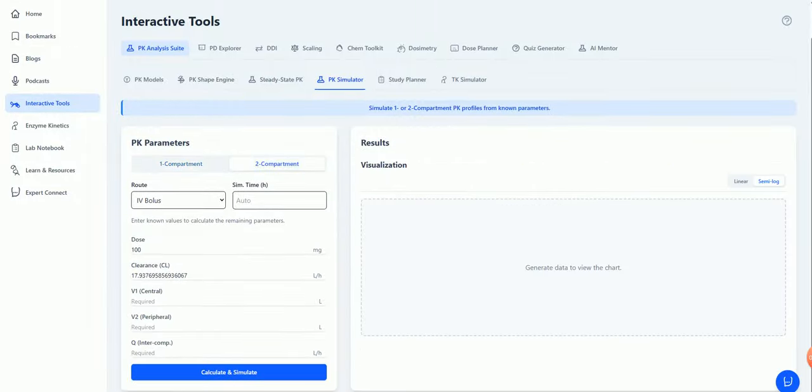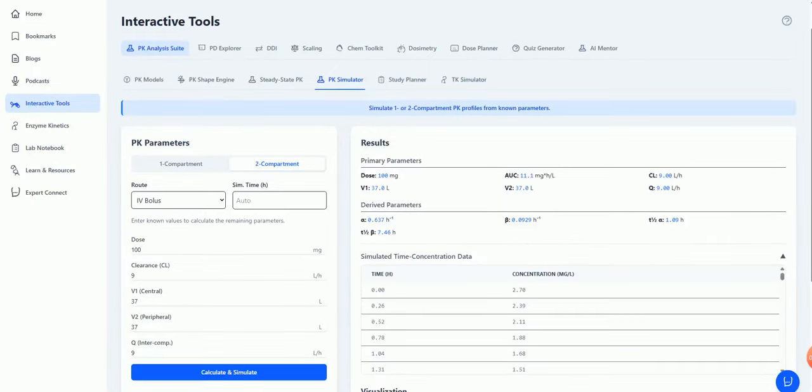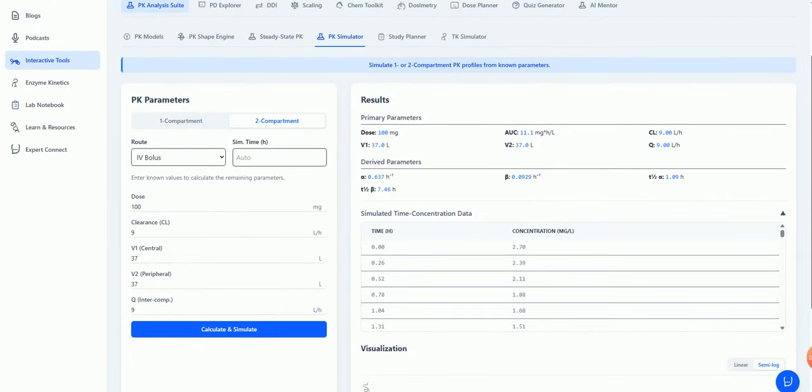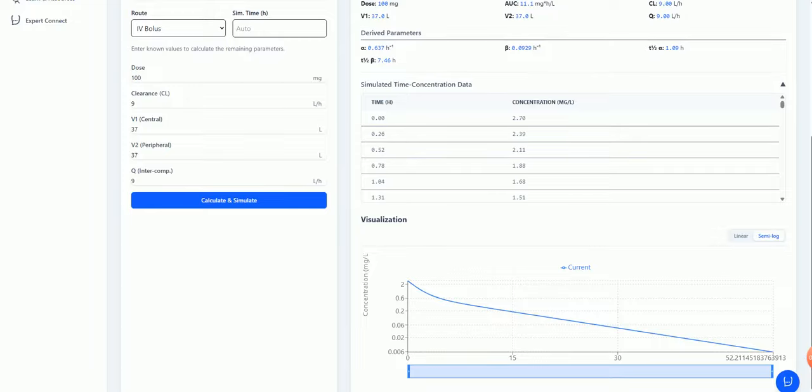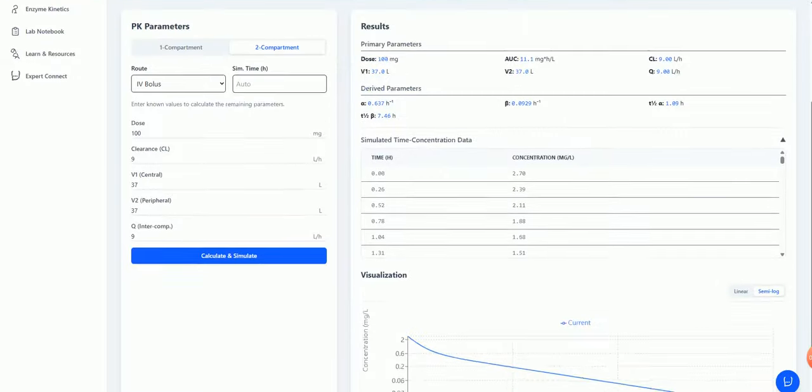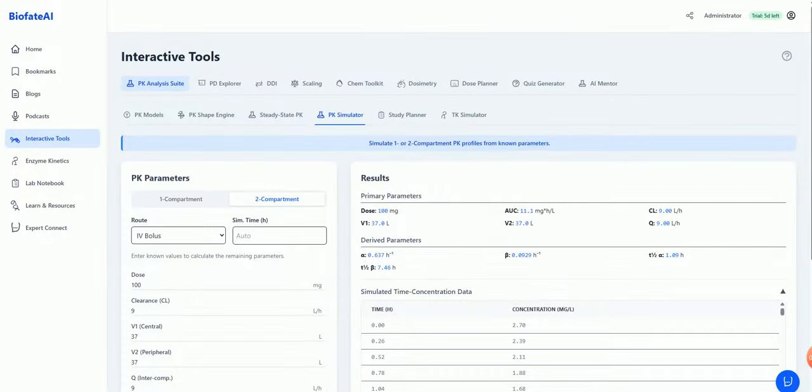Need more complexity? Switch to a two-compartmental model. We can easily add peripheral volume and intercompartmental clearance to see the distribution phase. This is the fastest way to visualize the shape of your compound's profile before you even run a clinical trial.